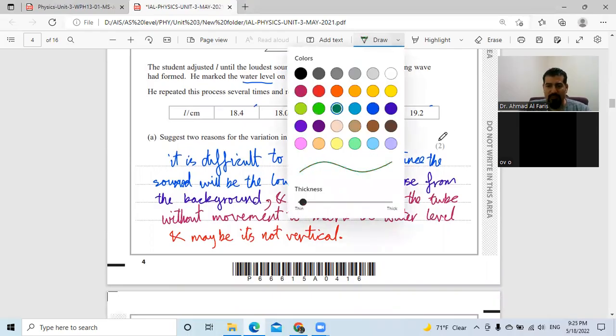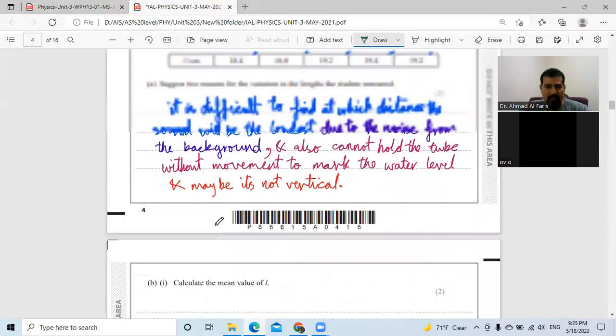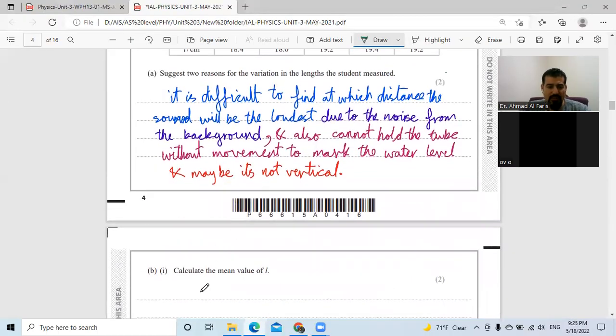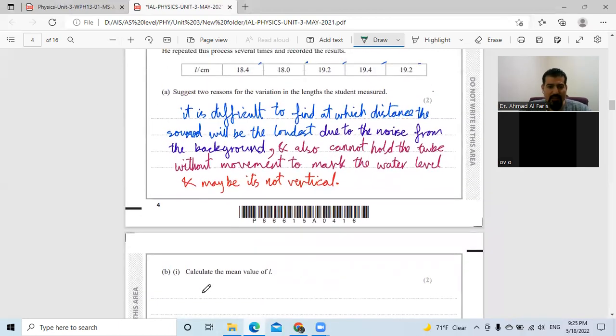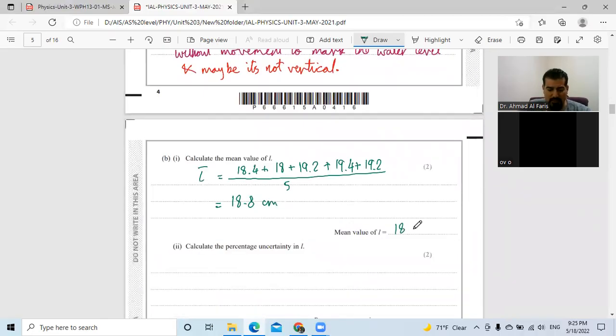Next part here, what do we have? Part B(i). Calculate the mean value of L. Now let's look here at the values. We need to find the mean, and the mean will be the average. So that means L dash equals 18.4 plus 18 plus 12.2 plus 19.4 plus 19.2, divided by 5. And by using a calculator, how much is the answer? It will be 18.8 centimeters. This is the average.